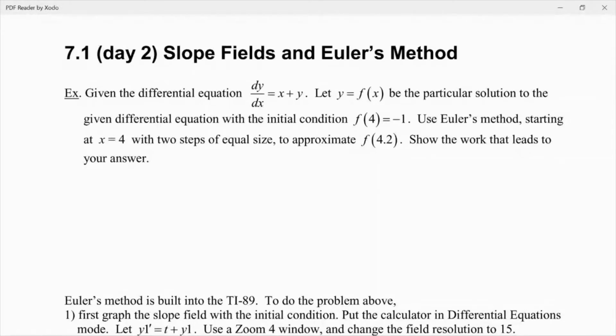So if you think back to that graph we were just looking at on that Geometer Sketchpad image, we started at a point, and then we drew a line segment from that point. That's what we're going to do. We're going to start at (4, -1). And this says to use Euler's method starting at x equal to 4 with 2 steps of equal size to approximate f of 4.2, and then show the work that leads to your answer.